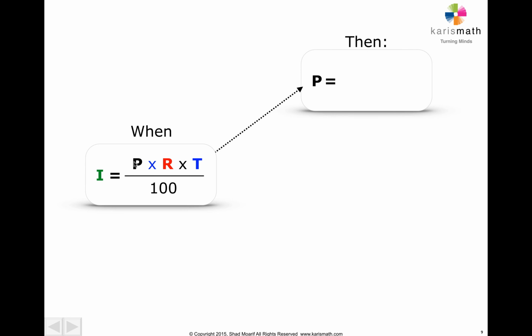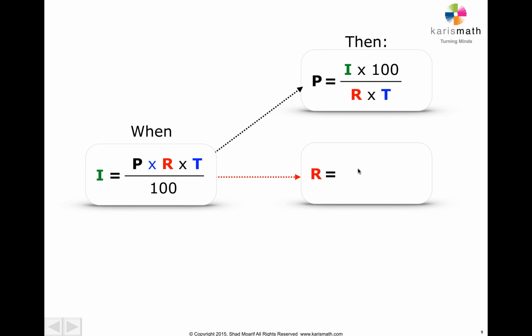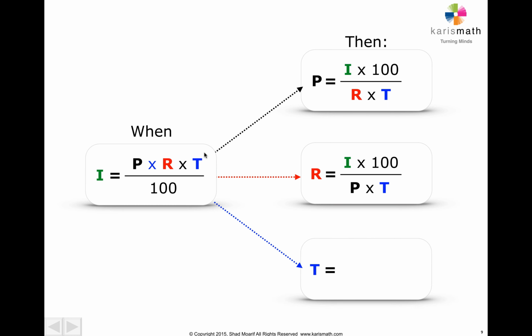For P, the answer is I times 100, very good, over RT, because this P is being removed. So R times T, good. The next one, we take R. Once again, on top of the line, we have I times 100, always on top. And since R is what we're trying to find, the remaining P and T go below. There you go. And the last one, we want to know what T is.